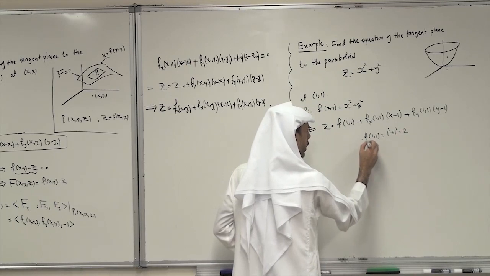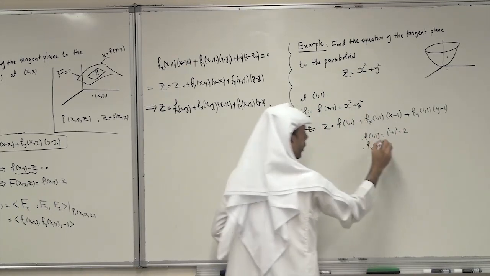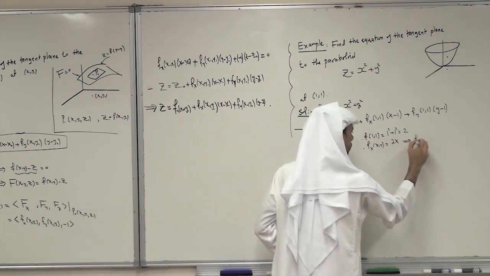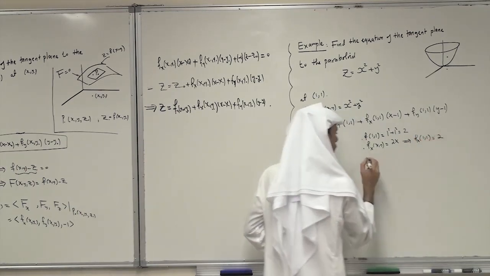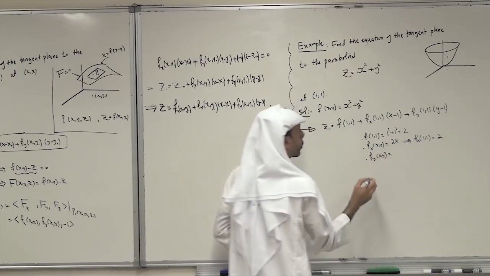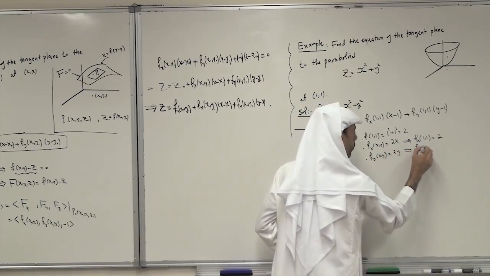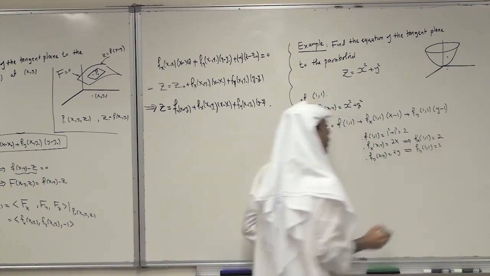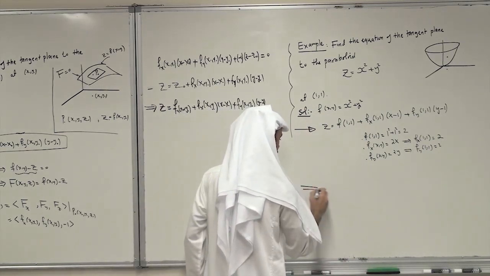F sub x, first I need to find f sub x at (x, y), which is just 2x. So this implies f sub x at (1, 1) is also 2, and f sub y of (x, y) equals 2y, and hence f sub y at (1, 1) equals 2. Now substituting into the equation, I get the following here.